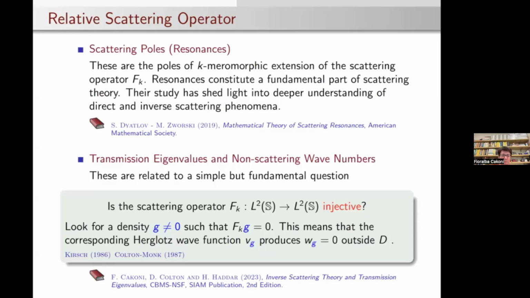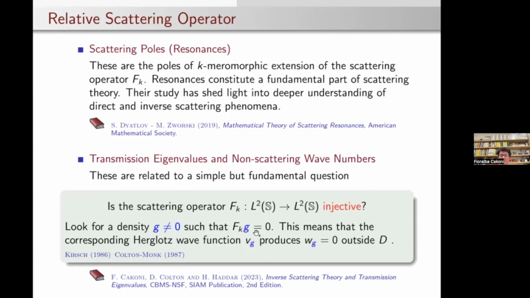In particular, I'm going to look for densities g such that F_k g is equal to 0. That makes the relative scattering operator non-injective. So this is exactly what I posed at the beginning: is it possible to superimpose plane waves, to find a V_g, that produces zero scattered field, or equivalently zero far field, so F_k g is equal to 0?